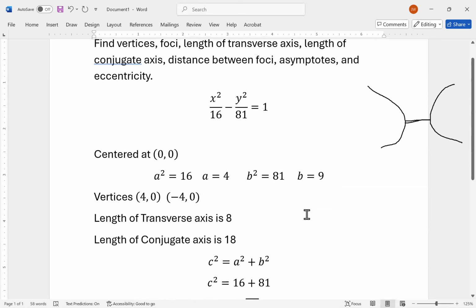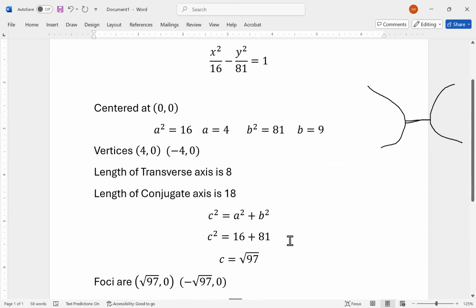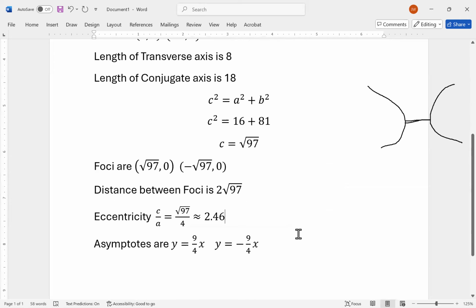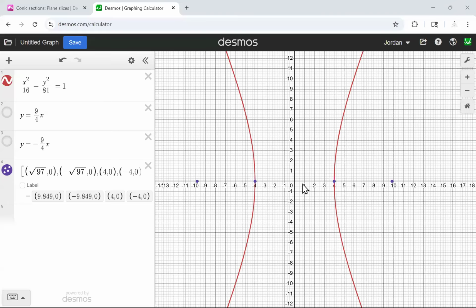But that's the idea there. I started with an equation and came up with all of the features listed for the hyperbola. Now I've taken the time to graph that out on Desmos. You can see the two vertices here, -4, 0 and +4, 0. And then you can also see the two foci, which are right here. Square root of 97 is about 9.84.